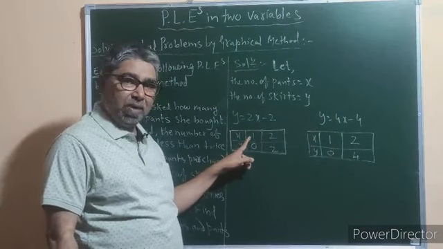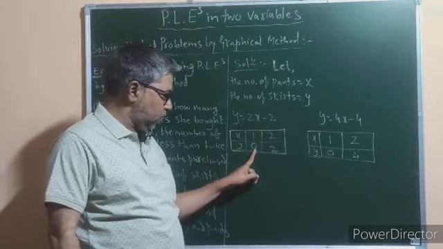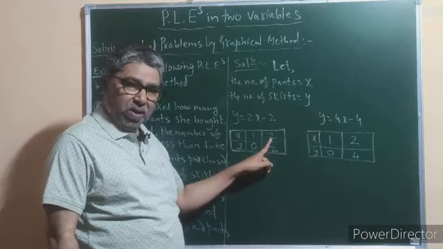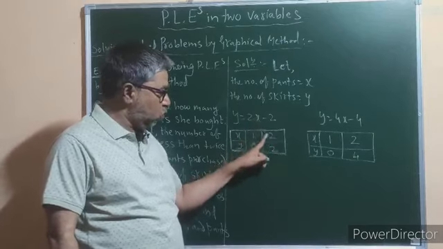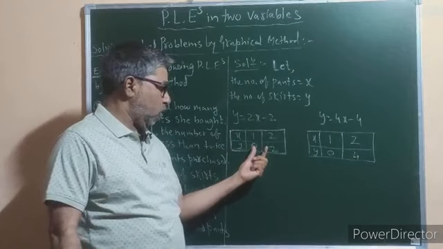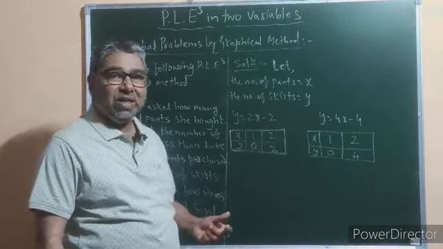Let us consider the value of x as 1. 2 ones are 2, 2 minus 2 will be 0. So the value of y will be 0. If you consider the value of x as 2, 2 2s are 4, 4 minus 2 will be 2. So these are the two ordered pairs of the values of x and y for the first equation.